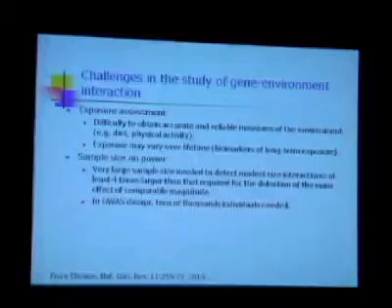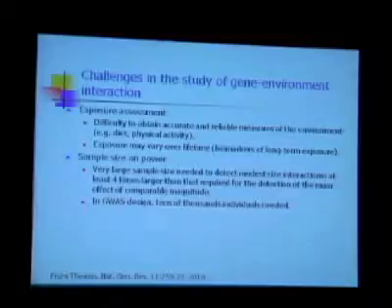Another very important issue, of course, is sample size and power. To detect gene-environment interaction in a genome-wide association study, we need a very large sample size. A rule of thumb says that we need at least 4 times larger sample size than the one required to detect a main effect of comparable magnitude. So that means that in a GWAS design, we would need tens of thousands to hundreds of thousands of individuals.